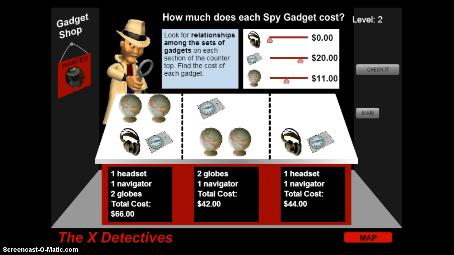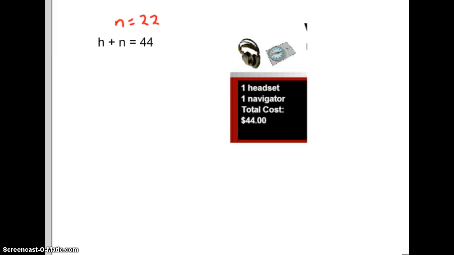I'm going to take the navigator, which is $20. For some reason it has 22 written up there, but it is $20. I believe that's what we said. It was going to be worth $20.